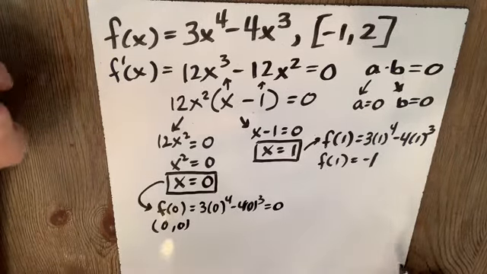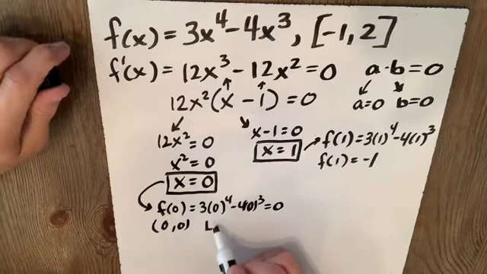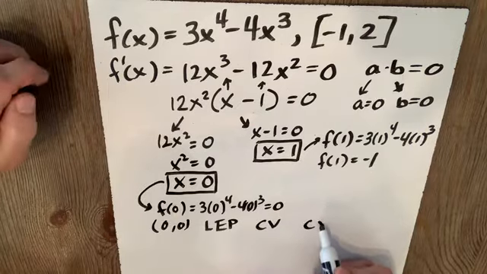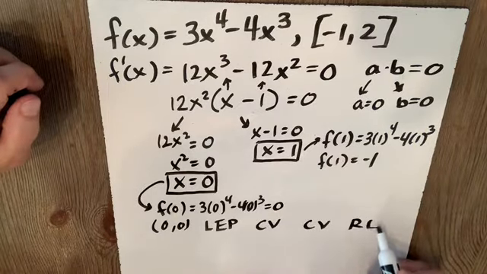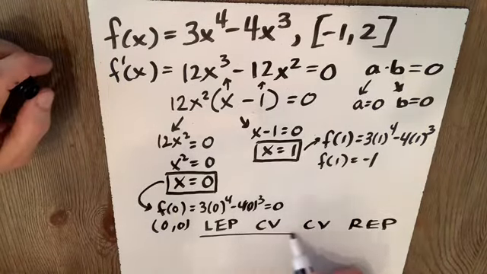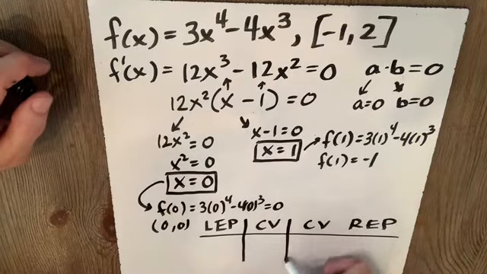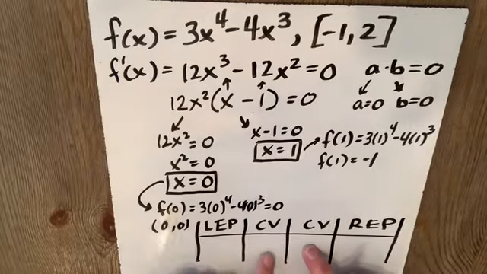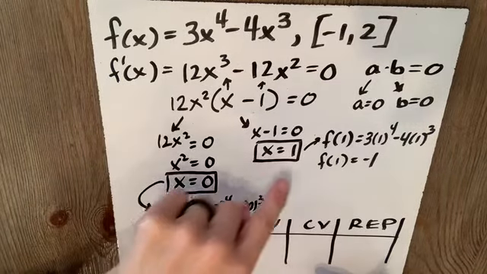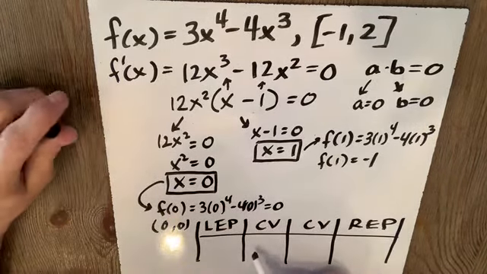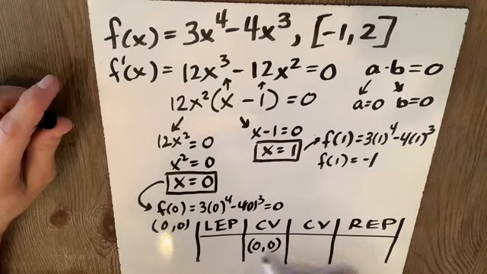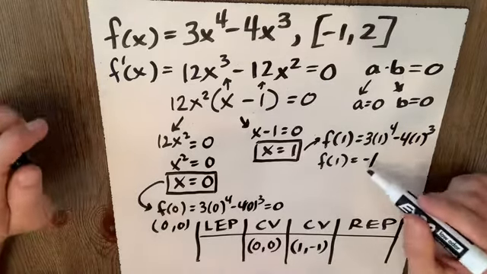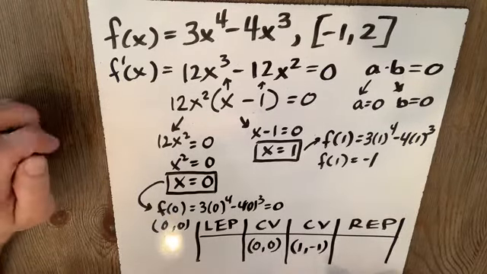So I like to make a little chart. I'll say left endpoint, critical value, right endpoint. If I make this little chart, I can easily compare. Now, I've already got my critical values where my derivative is equal to 0. That was at 0, 0, and 1, negative 1. The critical values are the x value. The function value is the y value.